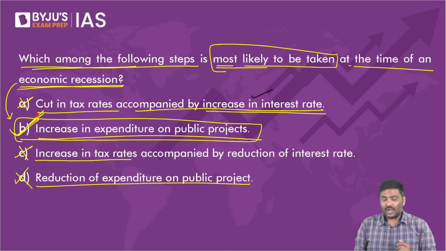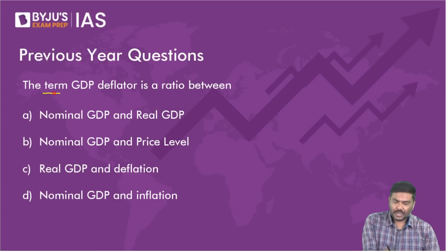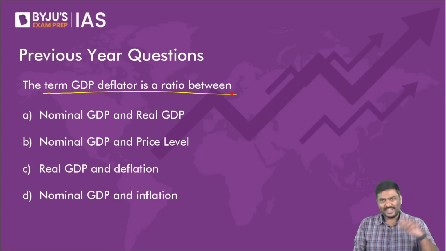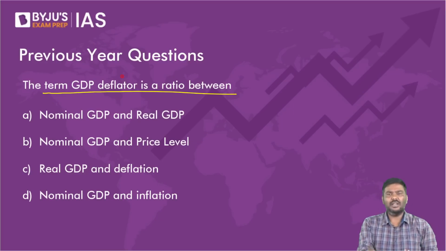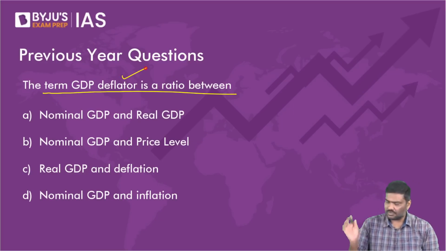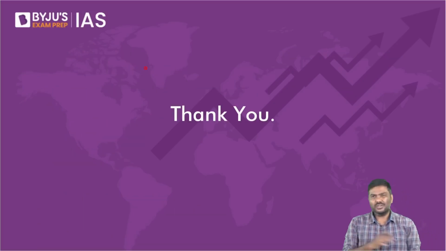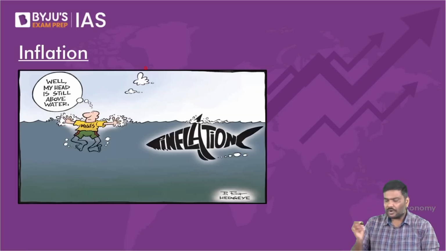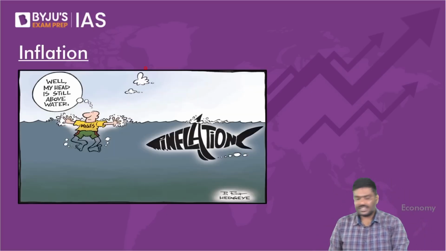This is how application-based questions are asked by UPSC. Please be very careful. Now there is a concept called the GDP deflator. Most probably either today or tomorrow we'll discuss the GDP deflator, then we'll solve the question. Please don't worry about it. Yesterday we already discussed the question on GDP calculation methodology, so there is no point in repeating the same thing again and again. Now let me go to the next chapter.